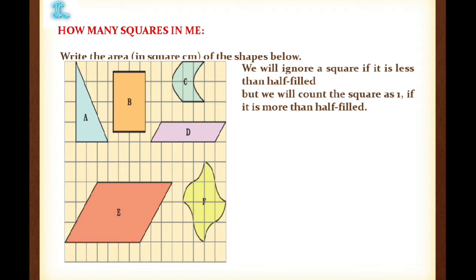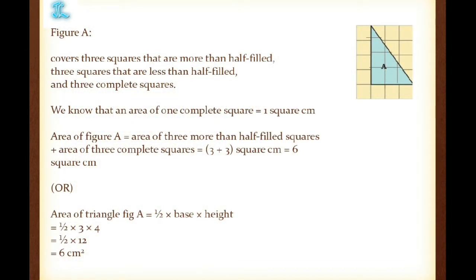As we discussed in the prior videos, we have to remember to ignore a square if it is less than half filled. Half filled से भी कम है तो we will ignore it. But we will count the squares as one if it is more than half filled. We'll consider the whole squares, which is 1, and more than half filled will also be considered as one square, but less than half is ignored. Now, for figure A, I have taken each figure separately so that it will be easy for you all to understand.